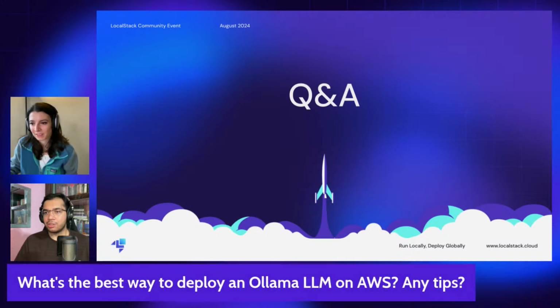Cool. I guess the next question is something that you can answer best. So, what's the best way to deploy an Ollama LLM on AWS? Any tips?